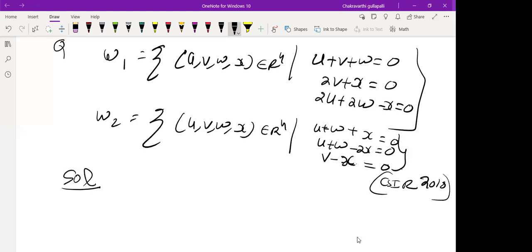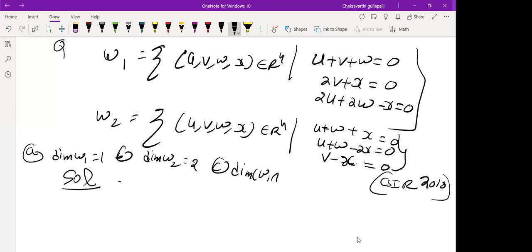So let us discuss the dimension of W1. Which of the following are true? The question is asked. Dimension of W1 is 1. Dimension of W2 is 2. And the dimension of the intersection is 1. Which of these are true? Dimension of W1 plus W2 is 3.